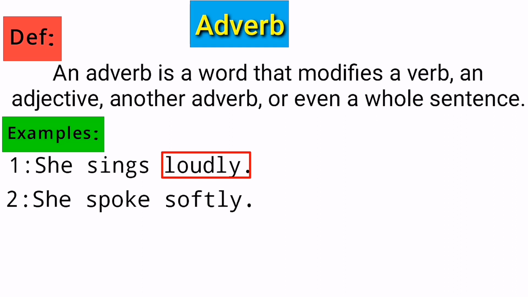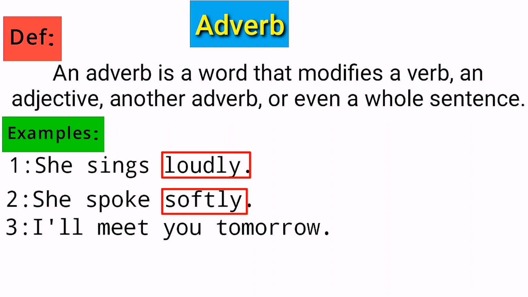She spoke softly. Here the adverb, softly, modifies the verb, spoke, and tells us how she spoke. I will meet you tomorrow. In this example, the adverb, tomorrow, modifies the verb, will meet, and tells us when I will meet you.